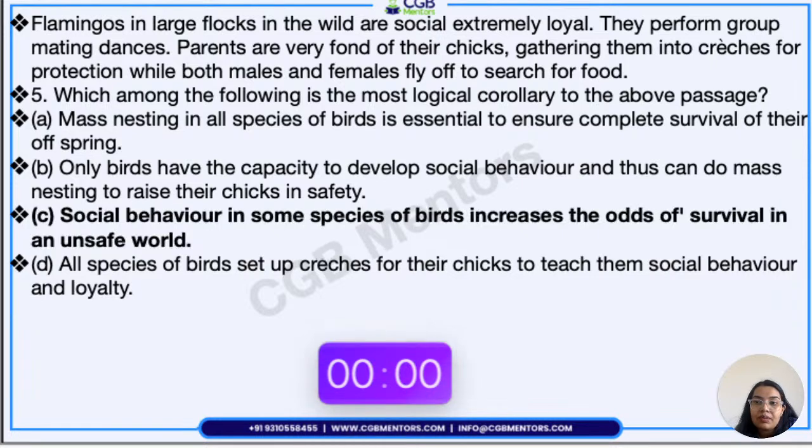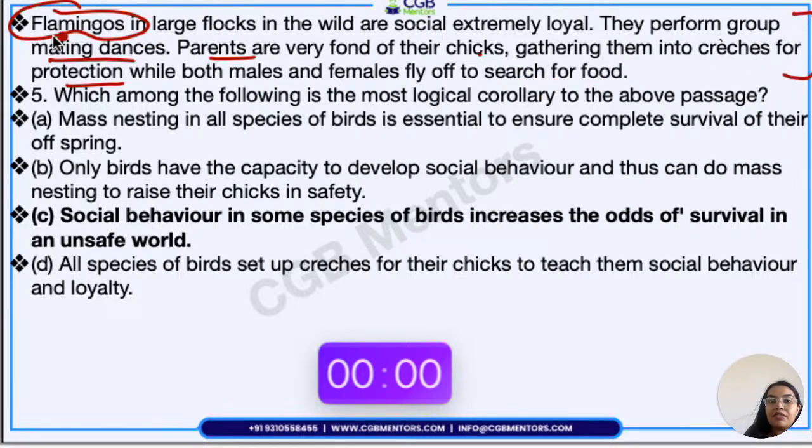Okay. So let's see ये message क्या है passage का. Okay. Now flamingos in large flocks in the wild are social, extremely loyal. Okay. So यहाँ पे flamingos के एक nature को बताया है. They perform group meeting dances. Parents are fond of their chicks, gathering them into creches for protection, while both males and females fly off to search for food.